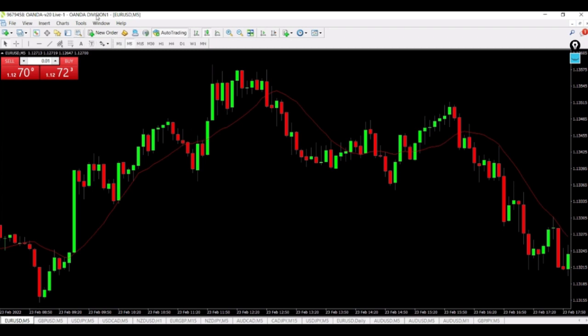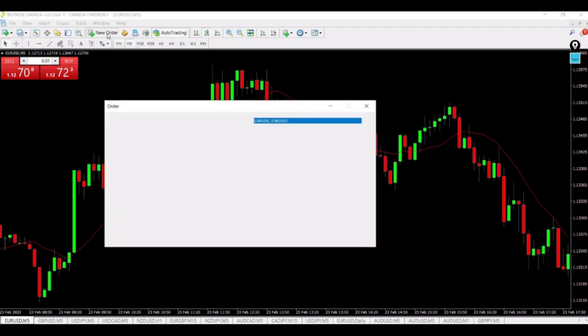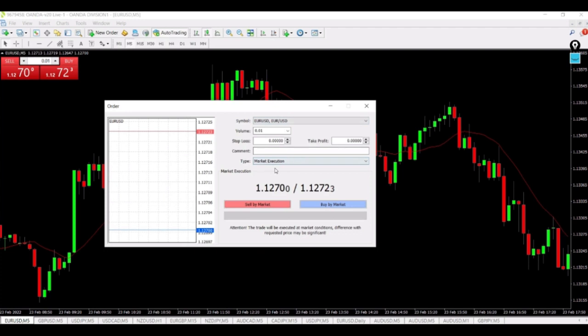So let's go to the order. You click new order, right? When it comes to Forex, I like to get in with a market order, but we're going to explain all these orders real quick. So this is the market execution. Every time you're about to take a trade, you're going to have your entry price, a stop loss, and a target price.